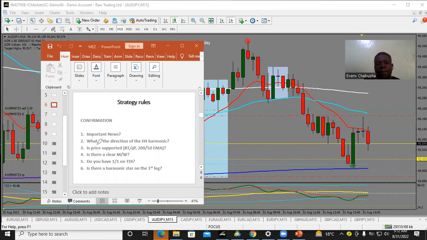Then the next one is what is the direction of the H4 harmonic? For you to check this, remember there's this indicator that is showing these stars. Those are harmonic stars. Before pressing any trade on a lower time frame, you first check what the higher time frame is saying. So you go on the H4.